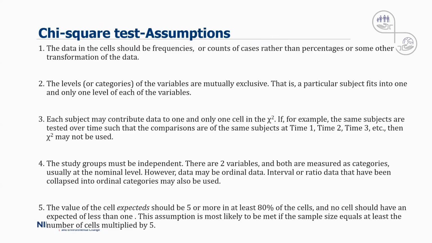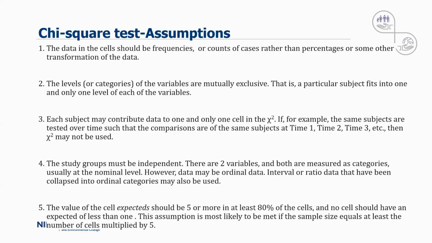So, coming to the chi-square test example. It's such a commonly used test, but little known that there are assumptions underlying these tests also. So one of the assumptions is that the data in the cells should be frequencies or counts. So never apply the chi-square test when you have your data in the form of percentages.